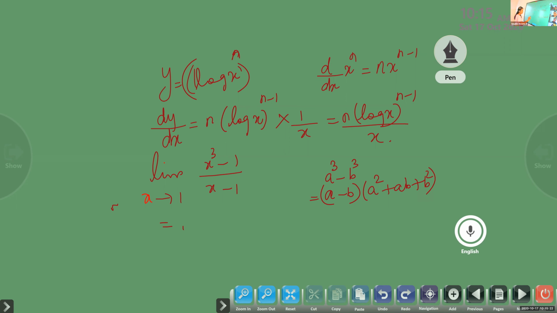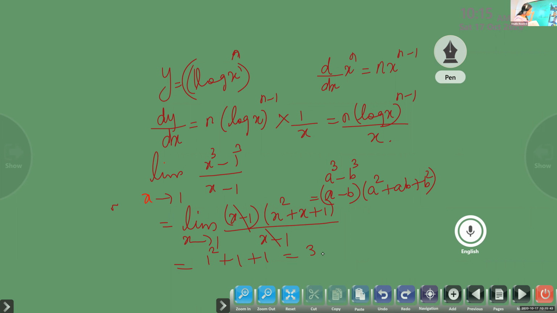So if you split this one, what will you get? Limit x tending to 1. 1 we can write as 1 cube. So it will become x minus 1 into x square plus x plus 1, by x minus 1. So these two will get cancelled. When you put x is 1, you will get 1 square plus 1 plus 1, which is 3.